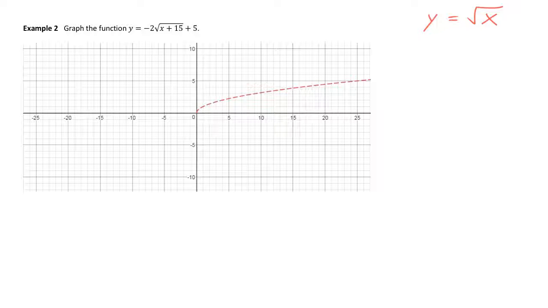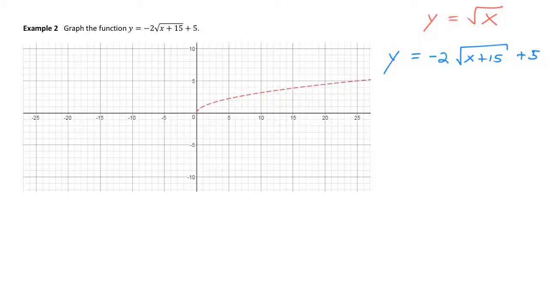And for example 2, the idea is, here we're again starting with the function y equals the square root of x, and I want to see how this function, -2 times the square root of x plus 15 plus 5, is different than this original graph. So I'm going to just jot down this equation. Y equals -2 times the square root of x plus 15, and then plus 5 at the very end.